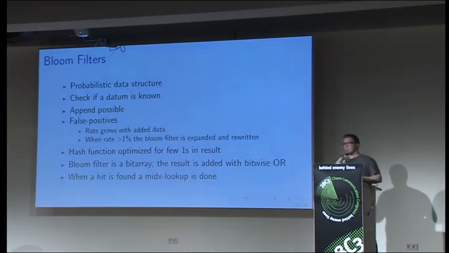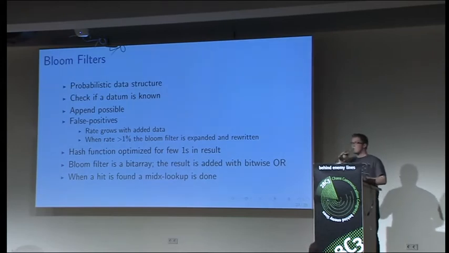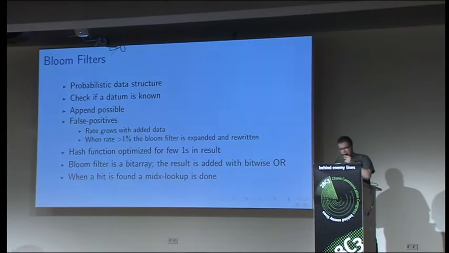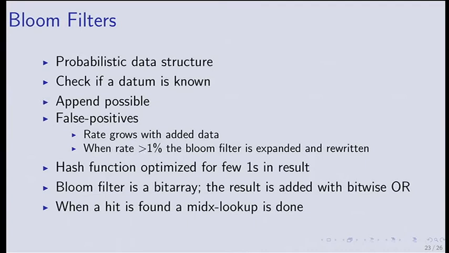Who of you knows Bloom filters? Okay. Bloom filters are a probabilistic data structure. You can check if you have seen a datum before with a given probability. The probability is the probability for false positives. At first, this sounds weird. Why do you use something that has a false positive rate? But they are pretty fast, and you can append to them. And you can calculate how big your probability of a false positive is. And if we have a probability of bigger than 1%, we just recreate the Bloom filter.